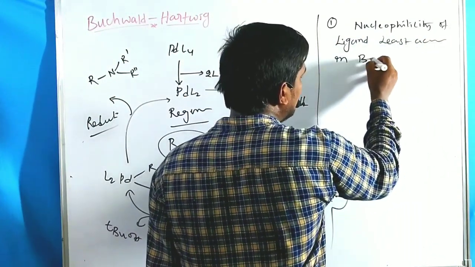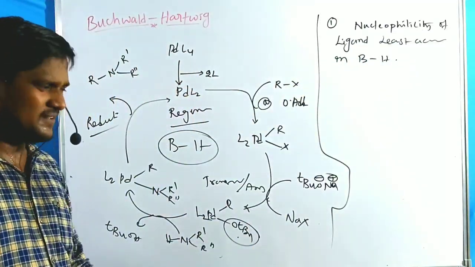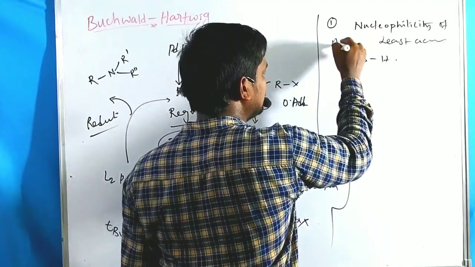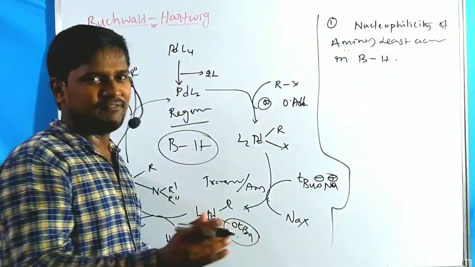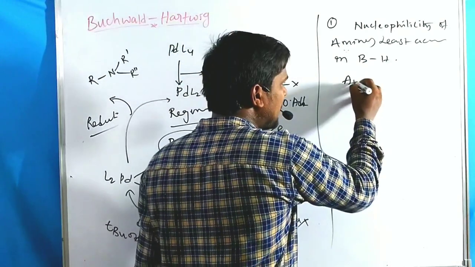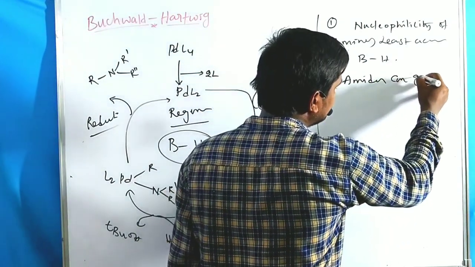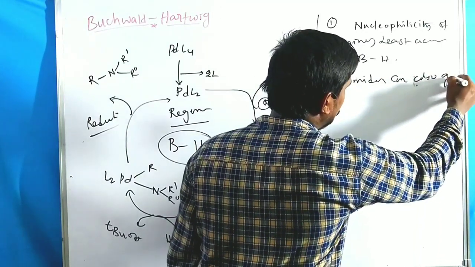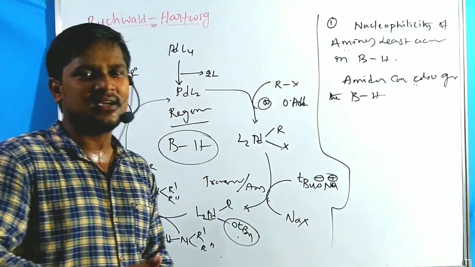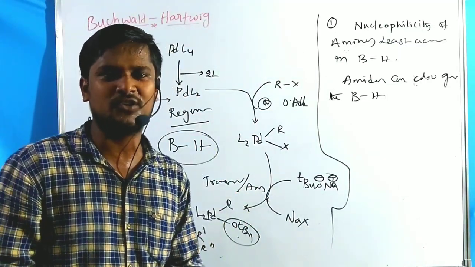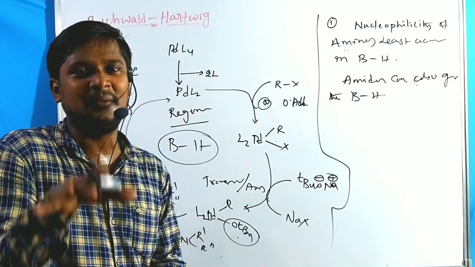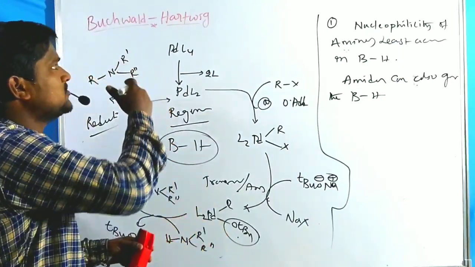The nucleophilicity of the amine is least taken into account in the Buchwald-Hartwig reaction. Why? Because the nucleophilicity of amines does not affect our Buchwald-Hartwig reaction. Amides can also be used in the Buchwald-Hartwig reaction. That means less nucleophilic nitrogen-containing compounds also give the Buchwald-Hartwig reaction. That indicates the nucleophilicity of the amine group does not affect the reaction.